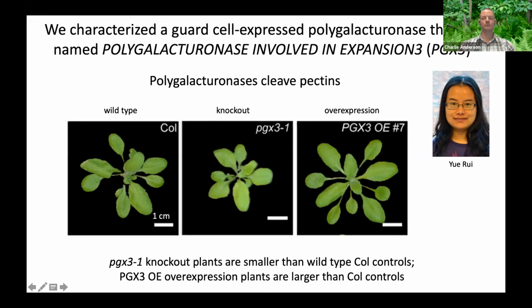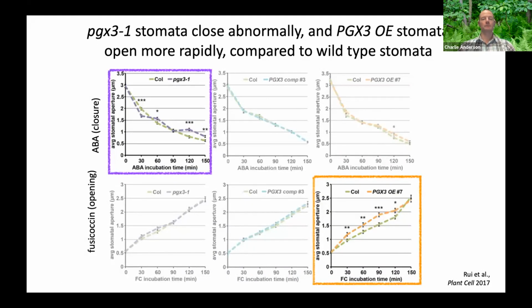When we overexpressed this polygalacturonase, which we called polygalacturonase involved in expansion 3, or PGX3 for short, we saw that the plants were a little bit larger than our wild type controls over here on the left. So we performed stomatal function assays by inducing the stomata to close or inducing them to open. And the interesting thing is that we saw differences in the closure behavior in the knockout and in the opening behavior in the overexpression line.